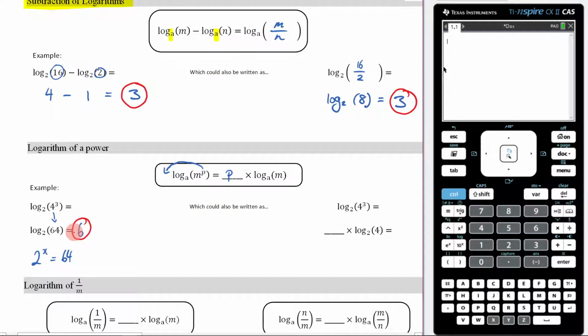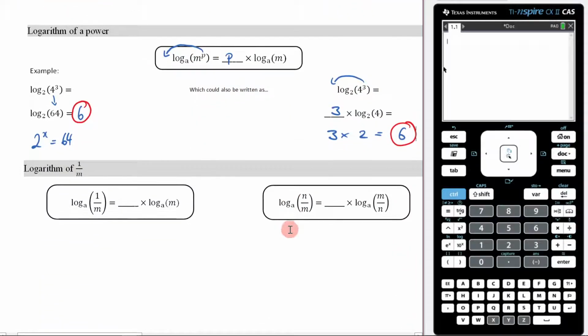So the better way to approach this is instead of going 4 cubed is equal to 64, instead take this 3 to the front. So now you've got 3 times log base 2 of 4. Now, what is log base 2 of 4? So 2 raised to the second power is going to be 4. So it's 3 times 2, which is equal to 6. Do you see how that's a lot easier than doing it this way? This way, you're going to get really big numbers. Using this log law about powers is far easier.